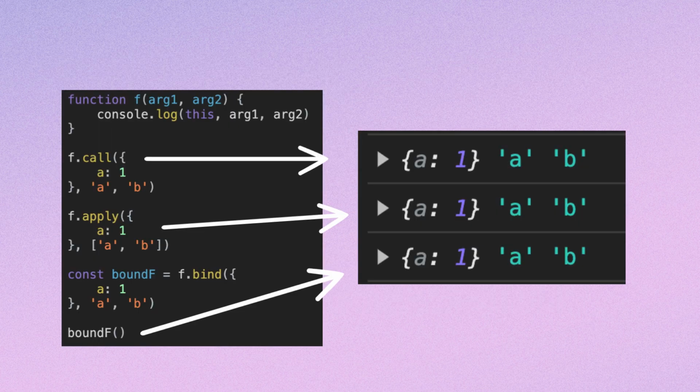Call, apply, and bind. These methods let us bind our context to a function. The call and apply methods invoke the function immediately with the provided this. The difference between them is how additional arguments are provided. Call takes arguments separated by commas, while apply takes an array of arguments. Bind returns a new function with bound this, without invoking it.